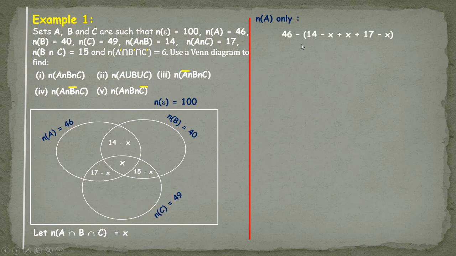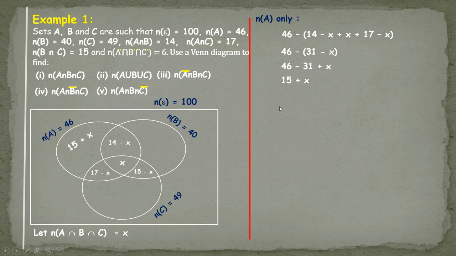So we shall take 46 minus 14 minus x plus 17 minus x. Now you realize that this and this will cancel. And then 14 plus 17 will give us 31. So we have 31 minus x. Now once we open the brackets here, we shall have minus 31. A minus and a minus here, minus minus will give us a positive, and that gives us this region as 15 plus x, which we take here and write there.